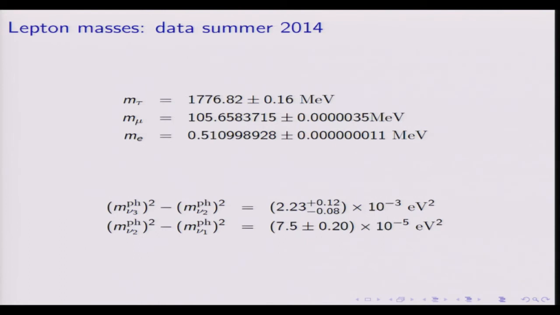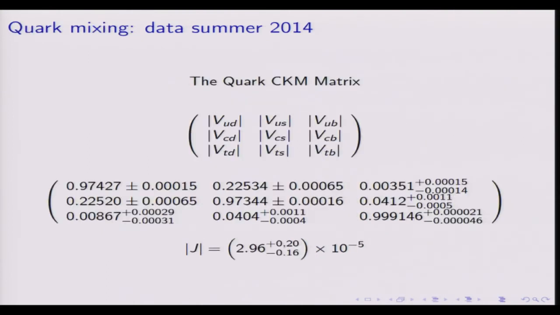And then the physical masses of the neutrinos, the mass differences, are shown, and of course the accuracy is very different. And the quark mixing, some of the angles are very well measured, but some of them are less so. And then there's Yau's quark invariant, which is one way of parameterizing the CP violation in the CKM matrix.